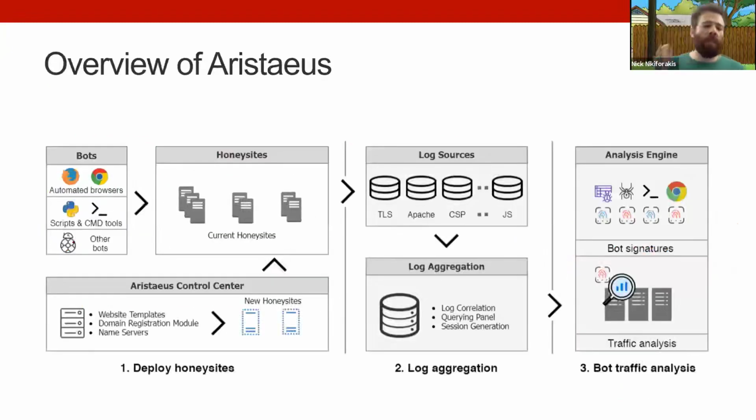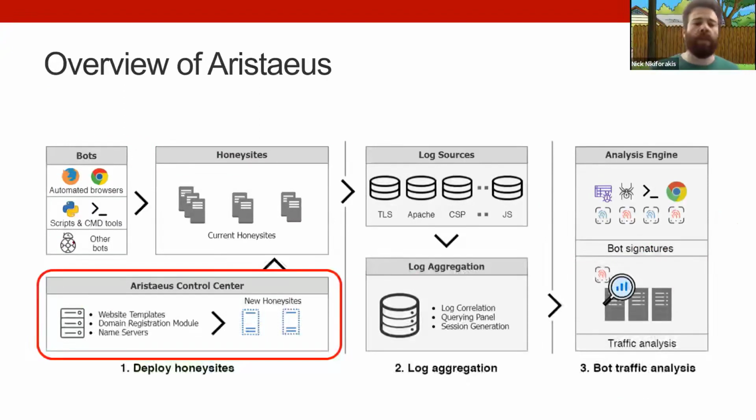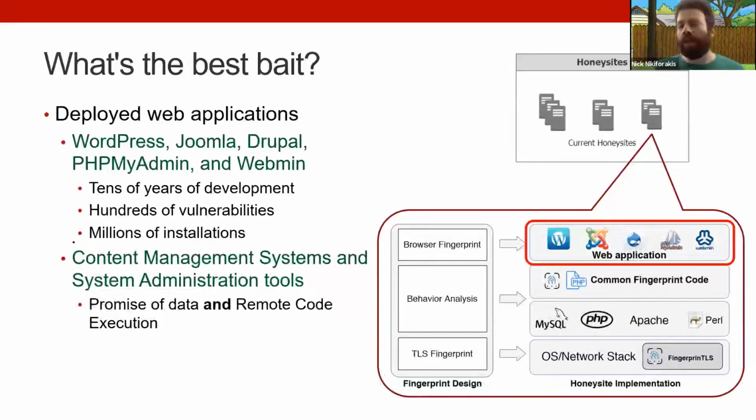So this is the overview of our system, and I'll just highlight a few components, and I'll tell you how you can read more about the system at the end of this. So we can talk about the control center. The first question is, what applications do we deploy? If we have ultimate freedom, what web applications would be the best bait for attackers?